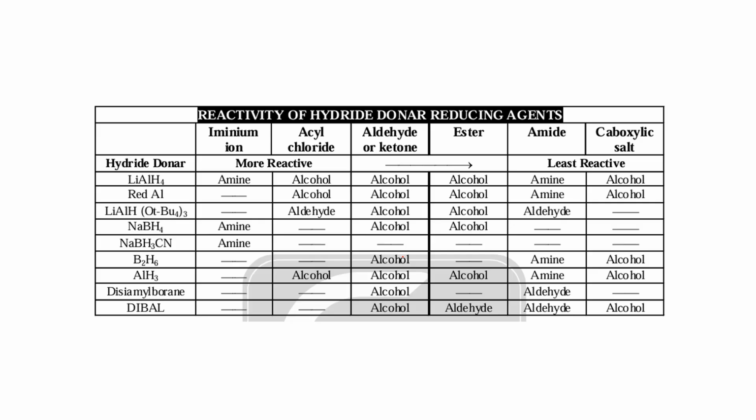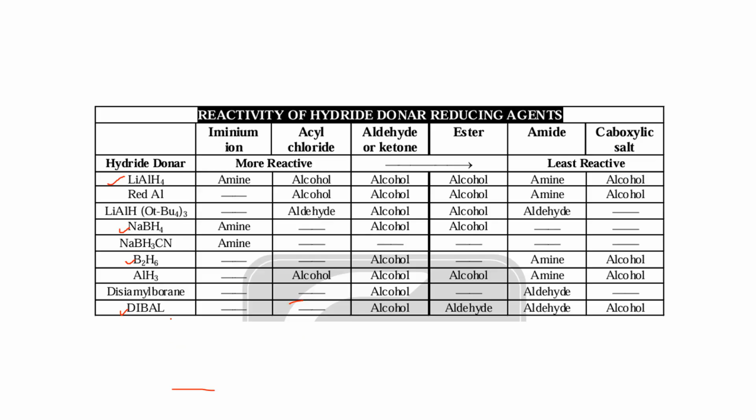So before that, till now I have discussed LiAlH4, NaBH4, borane and DIBAL. If we want to draw an overview of these 4 reagents, I have tried to compile them in one chart. If you take an iminium ion, it will give an amine. If you take an acyl chloride with LiAlH4, you will get an alcohol. From aldehyde and ketone, you will get an alcohol. Ester, you will get an alcohol. Amide, you get an amine, and carboxylic acid will give an alcohol.